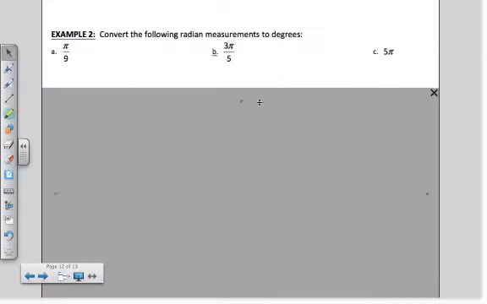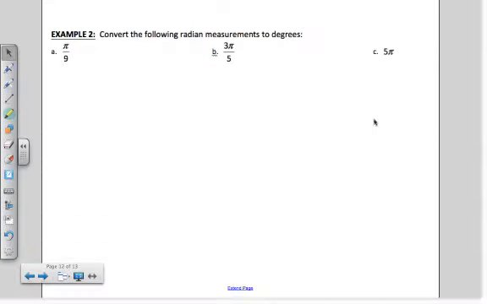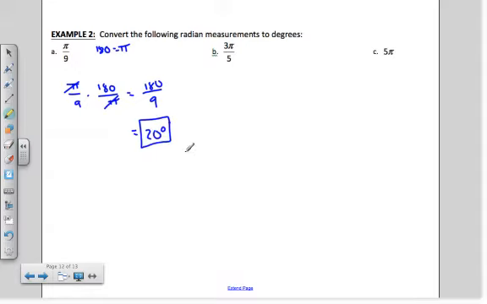All right, let's talk about converting radian measures to degrees. To convert theta from radians to degrees, we need to cancel pi out. So we multiply theta, pi over 9, times 180 over pi. Remember conversion factors: we've got 180 equals pi, so I put 180 over pi. That makes these two pi's cancel out. So that's 180 divided by 9, which is 20 degrees.